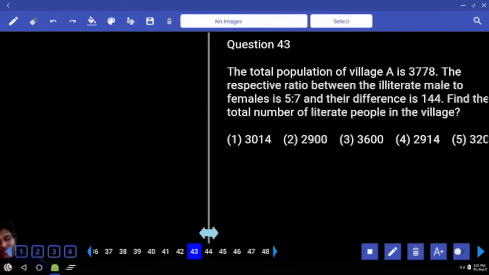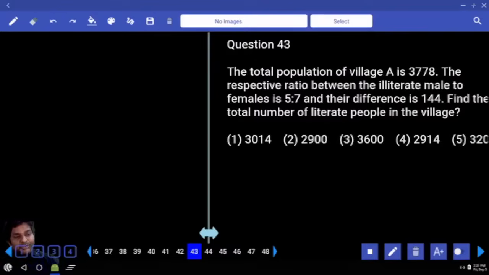The total population of a village A is 3,778. The respective ratio between illiterate male to female is 5:7, and their difference is 144. Find the total number of literate people in the village.